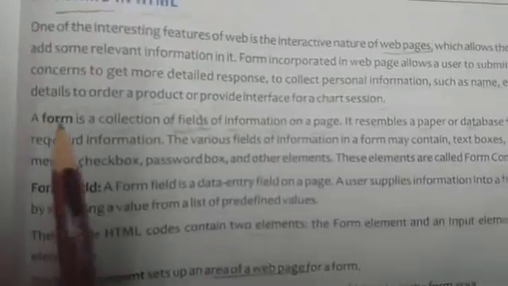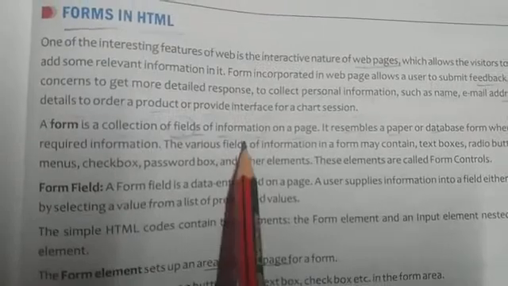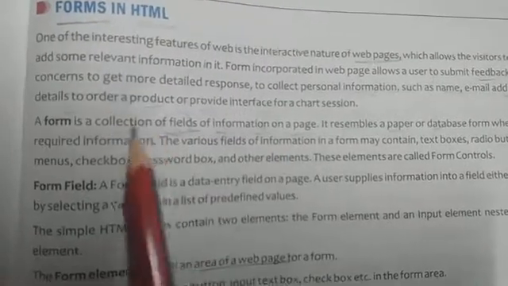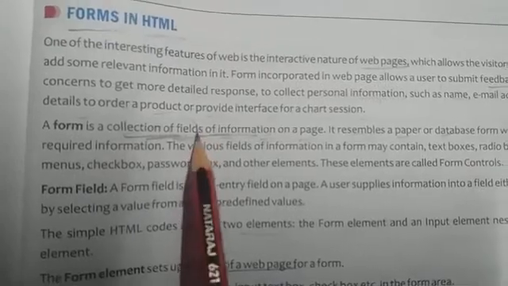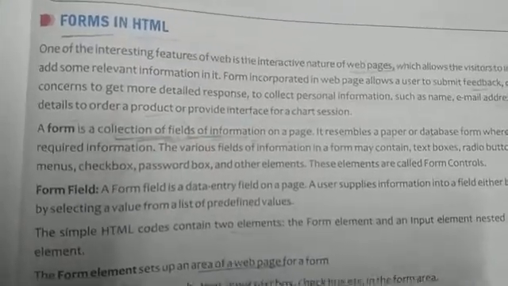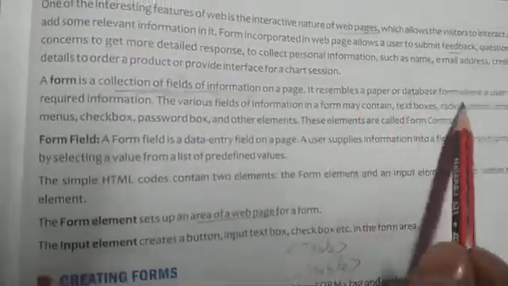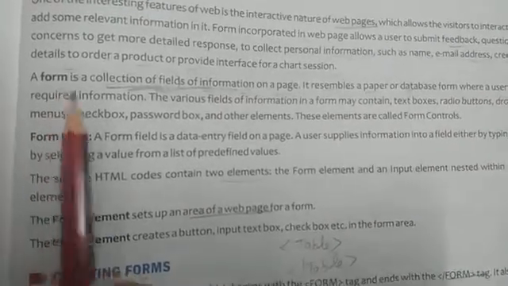So what is a form? A form is a collection of fields of information on a page. It is a collection of fields of information. Means we will create fields and inside a field we can fill information. So it resembles a paper or database form where a user fills in the required information.